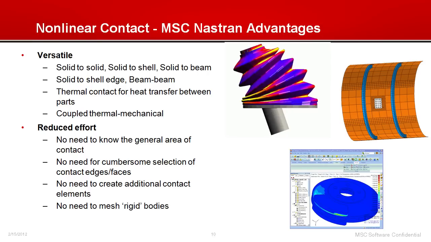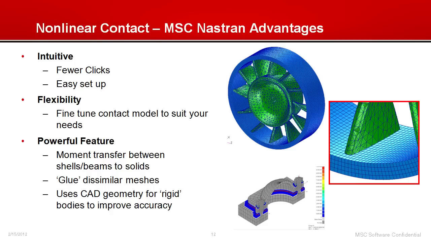So when we implemented the nonlinear contact in Nastran, we wanted to make sure that it was versatile, so that different types of elements could contact each other. And then it was very easy to set up the analysis in Nastran. So basically in Nastran, you don't need to know which areas are going to be in contact. Okay, and again, I'll talk a little bit about this in a few minutes. So the contact implementation in Nastran is very intuitive. It's very flexible. The user has all the controls that he or she needs to do a contact analysis.